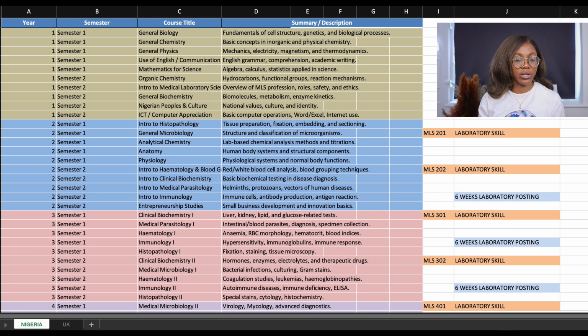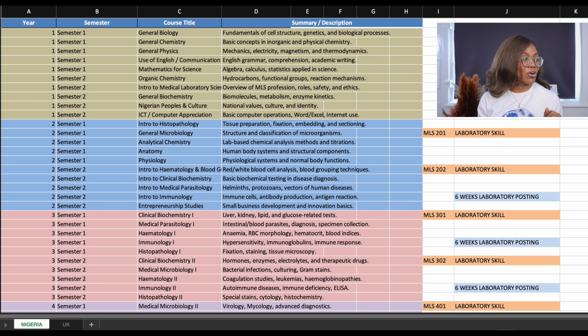If you're a bioscience graduate and you had biomedical science friends or medical laboratory, I'm just going to stick with MLS so we don't keep going back and forth. So if you had MLS students as friends, you remember that in your 100 level we all did the same course. 100 level first semester, that's when you start getting introduced to your core course. You start doing histopathology, general microbiology, ignore the analytical chemistry, that is biochemistry. Then we do anatomy, we do physiology.